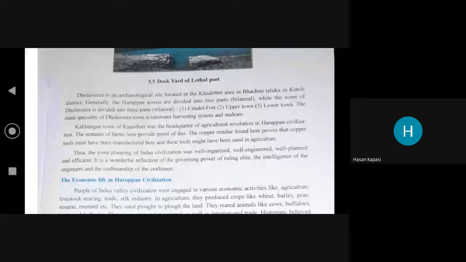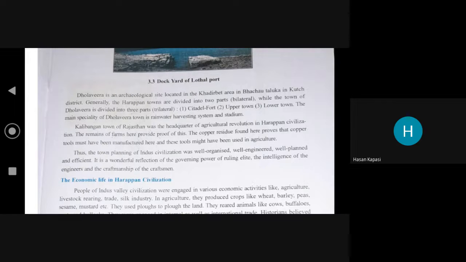Generally, the Harappan towns are divided into two parts, bilateral, while the town of Dholavira is divided into three parts, trilateral. First, Citadel fort, second, upper town, third, lower town. The main specialty of Dholavira town is the rainwater harvesting system and stadium.